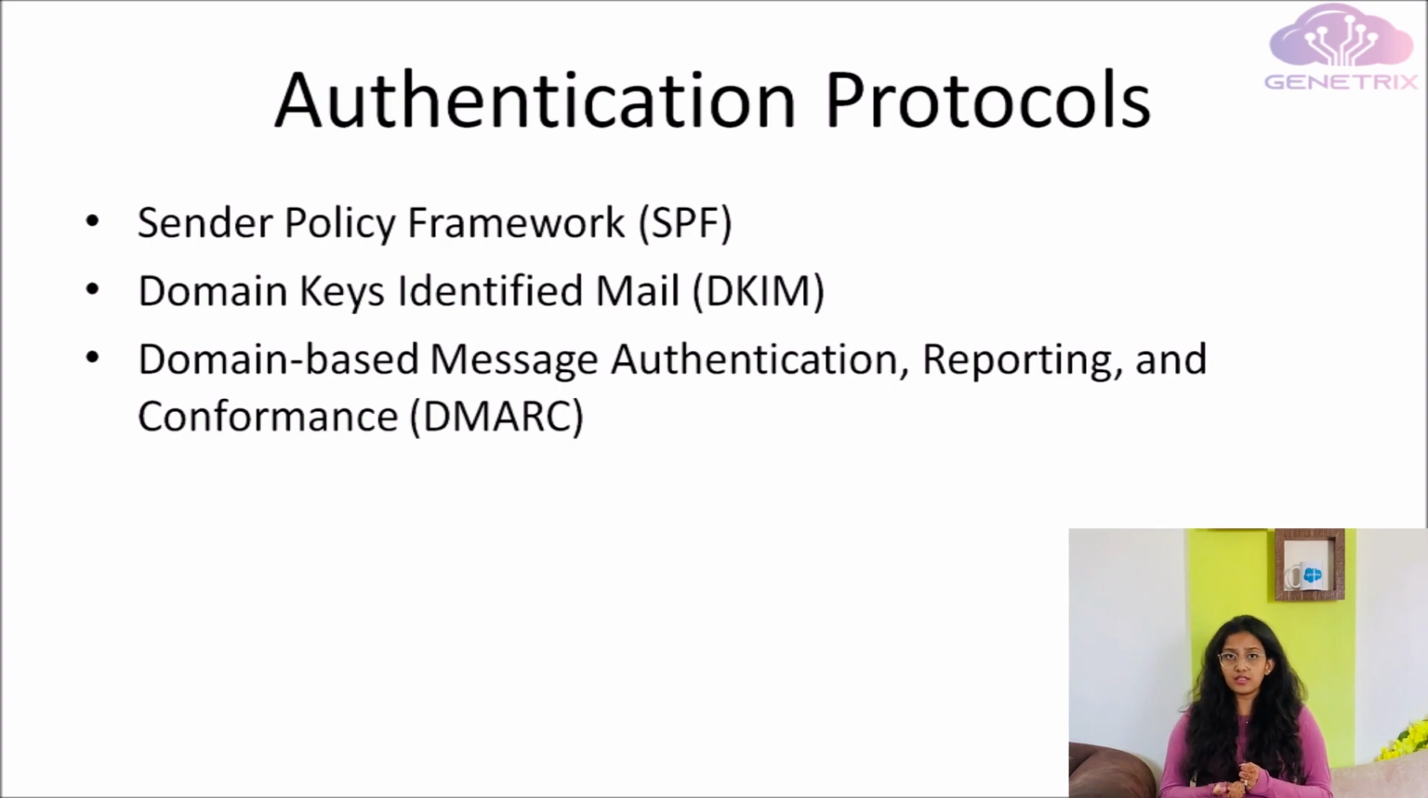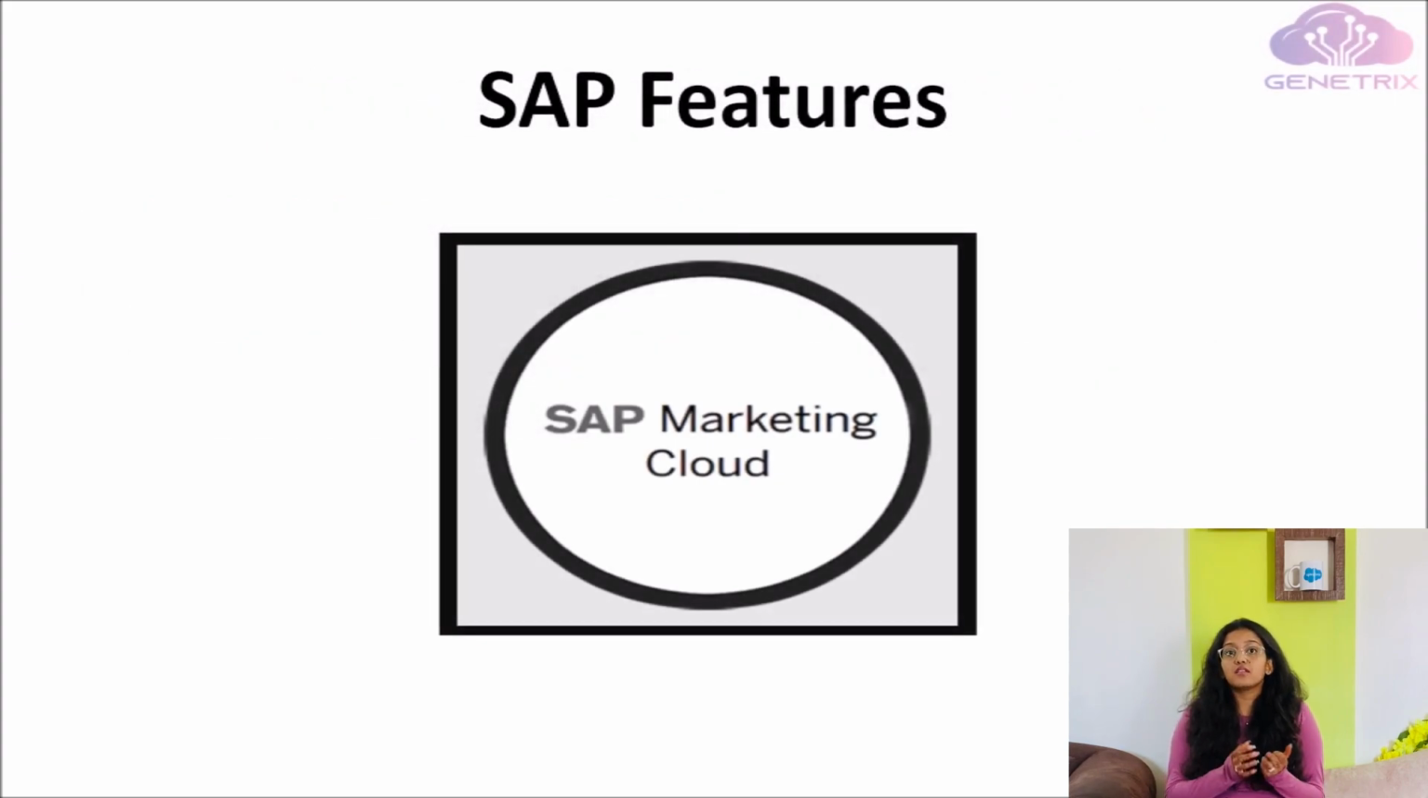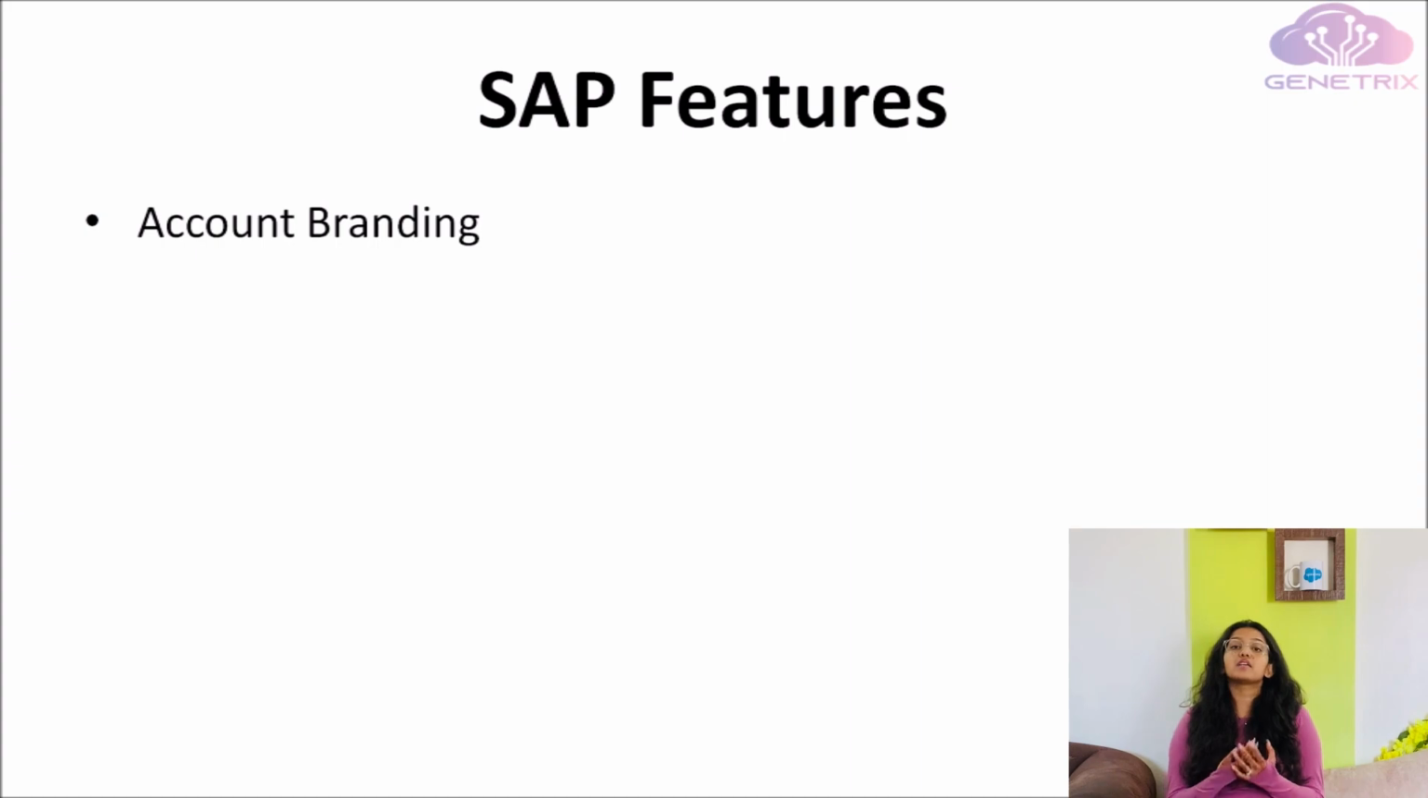By implementing these authentication protocols, the SAP helps build trust with receiving mail servers and ISPs, increasing the likelihood of your emails reaching the intended recipients' inboxes. Now let's go through a few SAP features. First up, we will check the account branding. Marketing Cloud brands your account with your chosen authenticated custom domain. This feature modifies view as a web page, link, and image wrapping, and removes all the references to Marketing Cloud in favor of your custom authenticated domain.